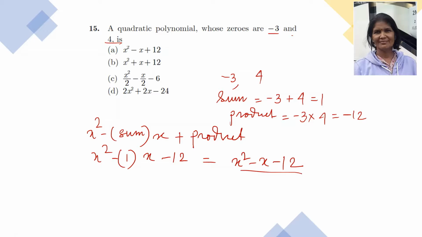x square minus x minus 12. It is not minus minus 12. It is not minus x minus 12. So it can be this. No, this is the answer. Because if we simply write this, this will be 2 into x square minus x minus 12. So C is the answer for this question.